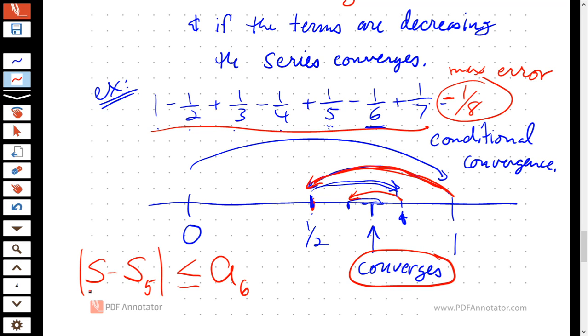The difference between the actual sum of the series and the 5th partial sum is going to be at most the 6th term. Usually we wrap it with absolute values as well. There we go. So that's the maximum it can be off.